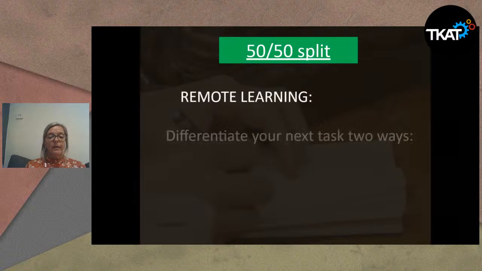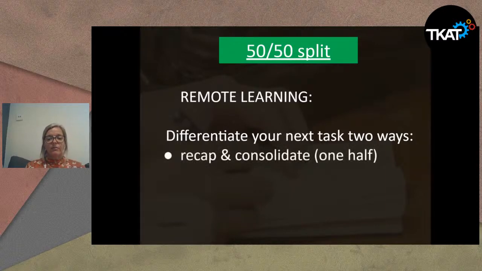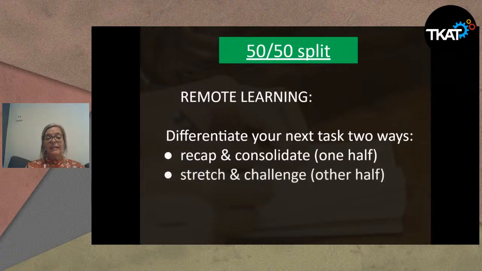For remote learning, however, you could differentiate your next task two ways if you get a 50-50 split when you review the answers to your quiz. So that could be recap and consolidate for one half of your class that didn't get it, and you might want to go over the things and set a task that doesn't move them on. And for those that did get the answer correct, you might want to stretch and challenge those pupils to move further on with their learning.